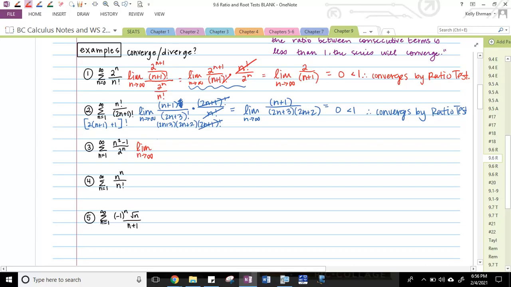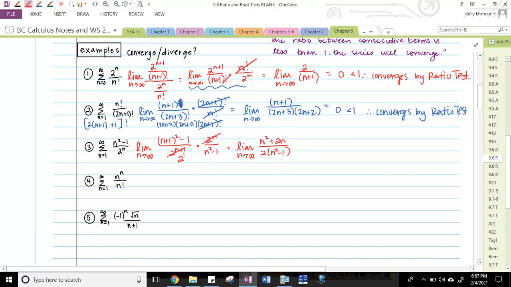All right, so I need to plug in n plus 1 and square it, and then do minus 1 over 2 to the n plus 1, and then multiply that by 2 to the n over n squared minus 1. And let's see what we have. We would have the limit as n approaches infinity of what? This is n squared plus 2n plus 1 minus 1. This 2 to the n cancels with 2 to the n plus 1 to leave you with 2 to the first. So there's a 2 down there. Then you still have n squared minus 1.